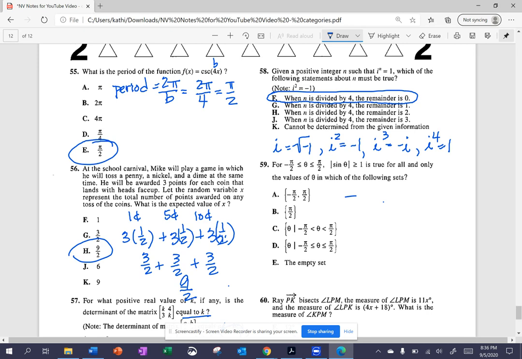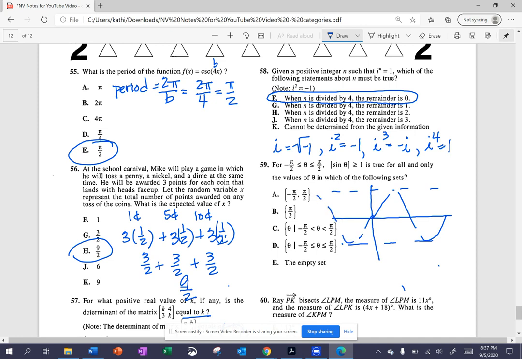59. For theta between negative pi over 2 and pi over 2, the absolute value of the sine of the angle is greater than or equal to 1 is true for all and only the values of theta in which of the following sets. So if I put this in my calculator, even if I don't know what this is yet, what I'll see is this looks like this.